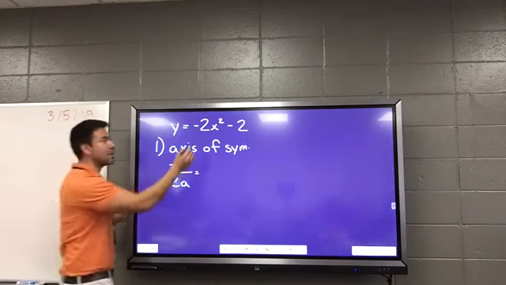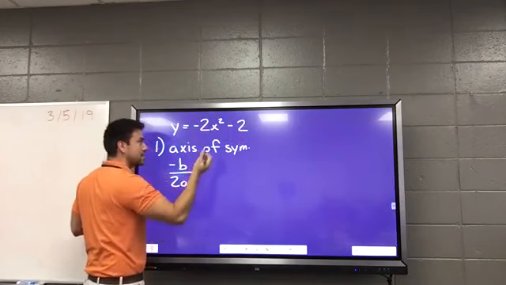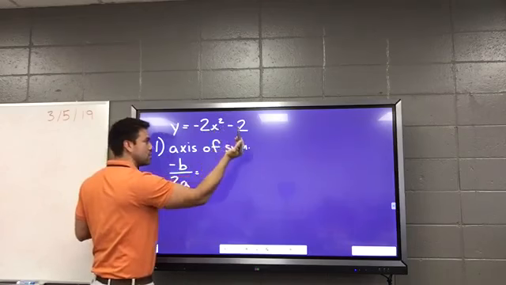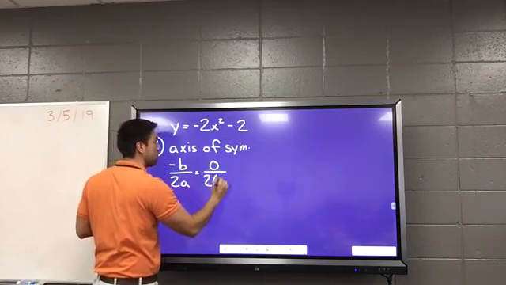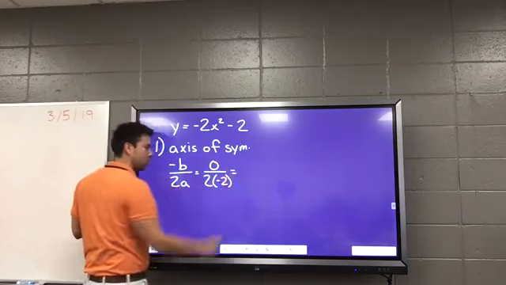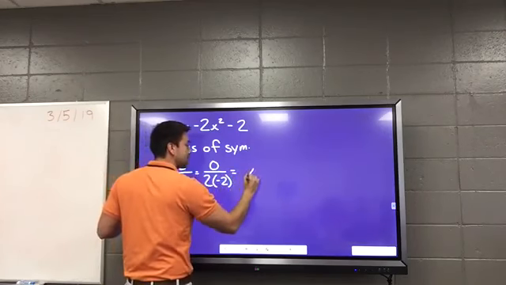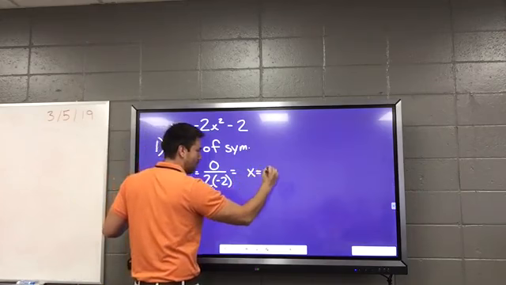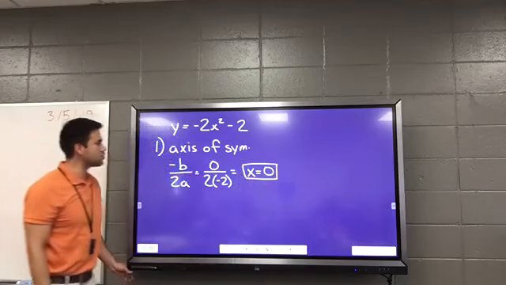Okay, is there a B number up here? Yeah, what is it? It's 0. It's the number in front of x. You're like, there is no x. Yeah, it's 0. So opposite of B is 0 over 2a. So it's 0 over negative 4, excuse me. So you get axis of symmetry, x equals 0. You got to say x equals 0. That's your axis of symmetry.